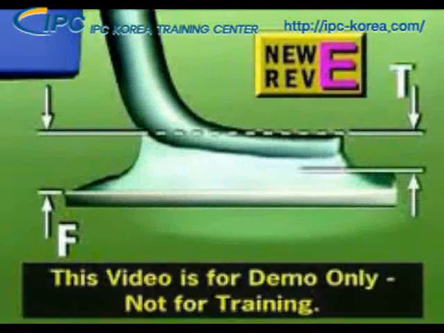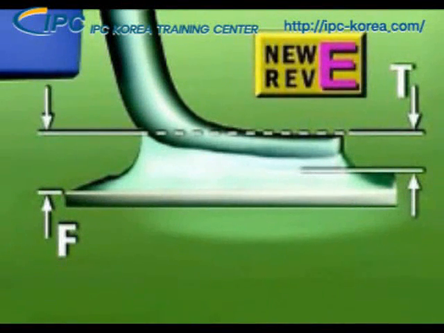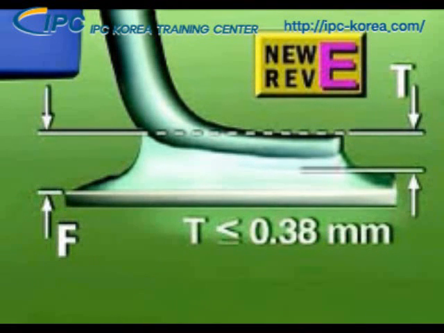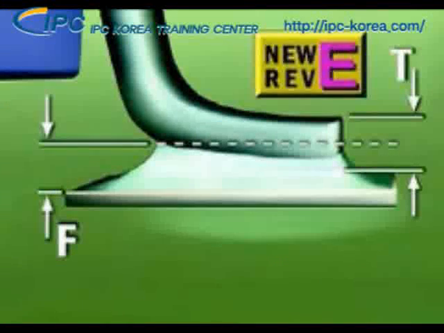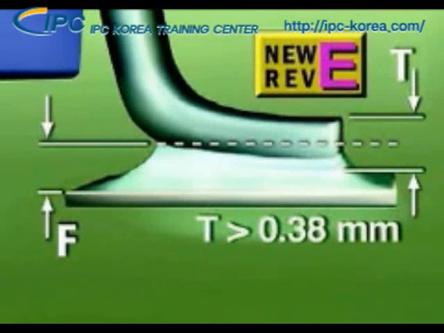Dimension F is determined by lead thickness or dimension T. When T is equal to or less than 0.38 millimeters, the minimum heel fillet height is 100% of dimension T. When T is greater than 0.38 millimeters, the minimum heel fillet is 50% of T.